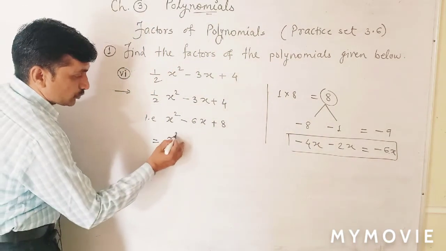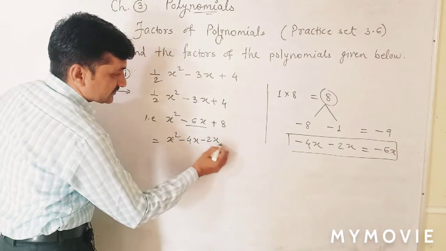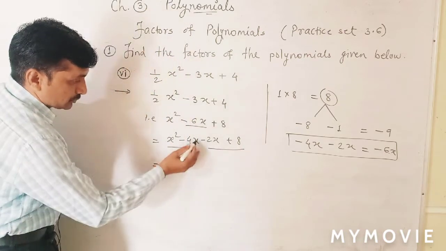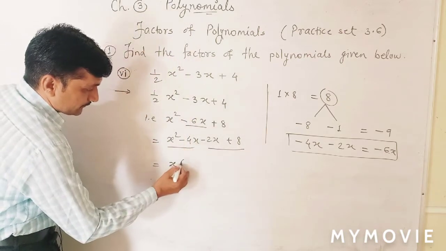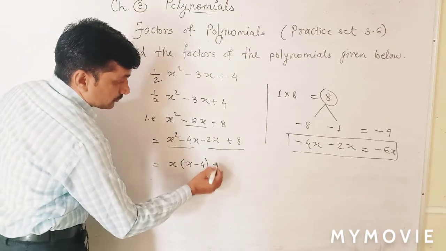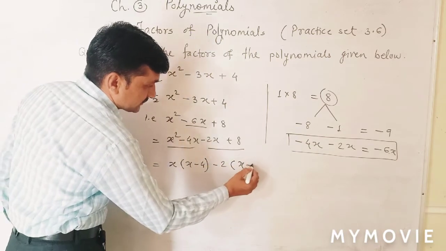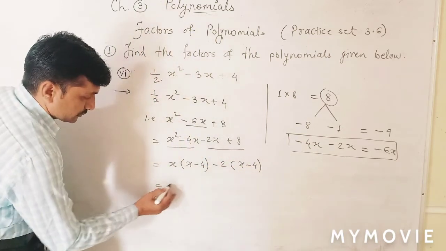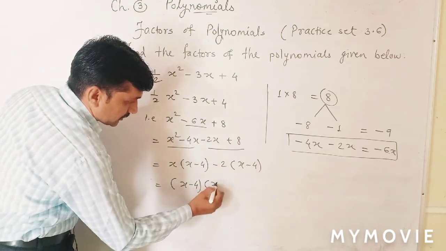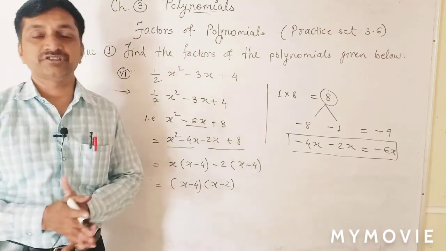Is equal to x square. Now replace this by these two: minus 4x minus 2x plus 8. Grouping after that, is equal to, from here common x only in bracket. What is uncommon? x minus 4. From this common 2 in bracket, x minus 4, is equal to, now common bracket x minus 4 and uncommon x minus 2. These are the factors of this polynomial.